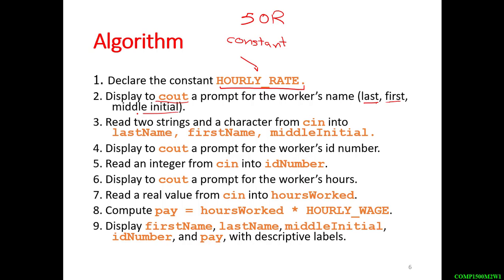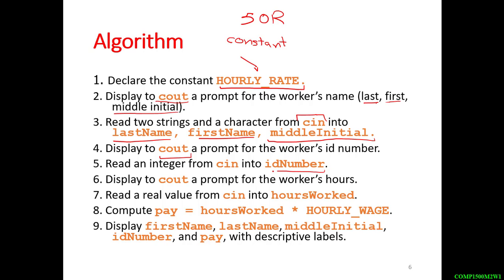We are going to read using cin. By now you know cin from the lab. Last name, first name, and the middle initials. Then we are going to output a message for the user asking him to enter his ID number. We are going to read the ID number.